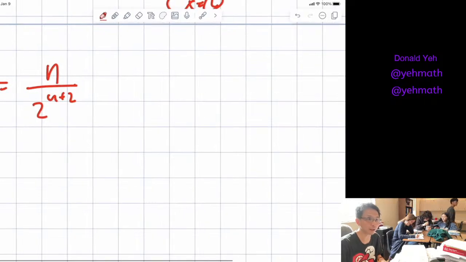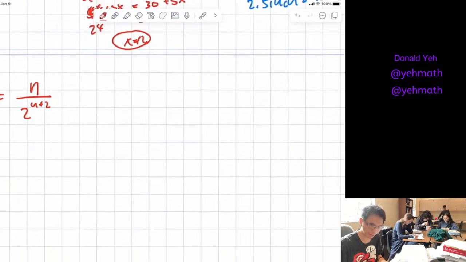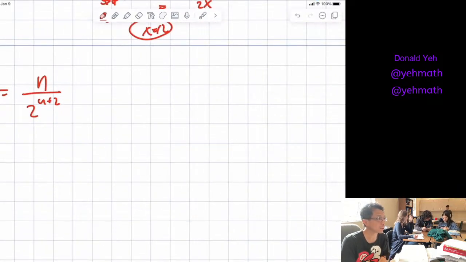So this particular part, a_n = n over 2n plus 2. Okay, so is that increasing or decreasing? Is it decreasing or increasing? Decreasing? So decreasing, that means your A2 is going to be less than A1, right?